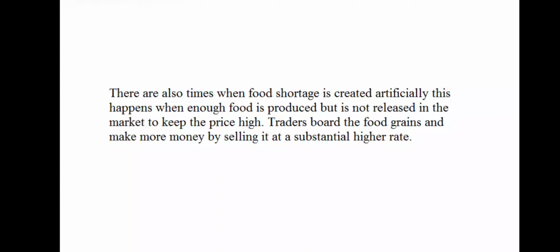There are also times when food shortage is created artificially. This happens when food is produced but is not released in the market, to keep the price high. Traders hoard the food grains and make money by selling it at a substantially higher rate. So sometimes it looks like there is a shortage, but it's not a shortage. Actually, there is enough produce, but they store it and keep it in order to keep the price high.